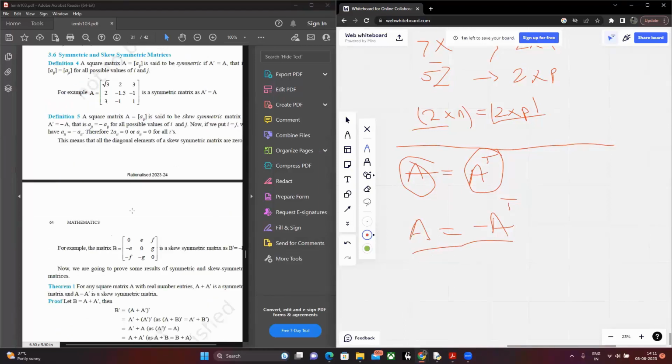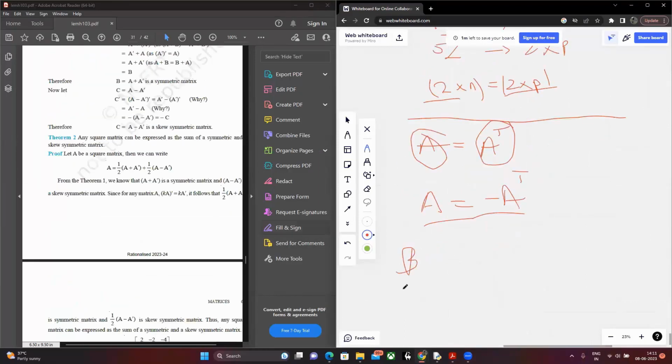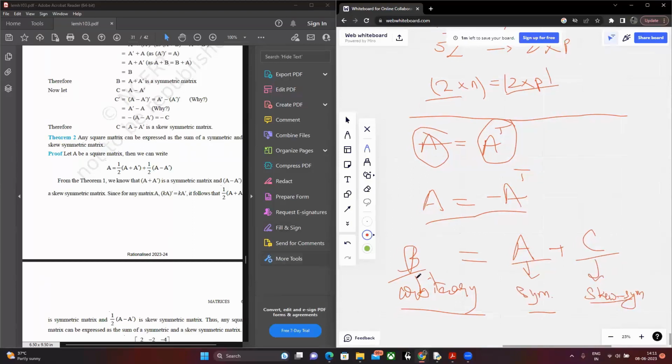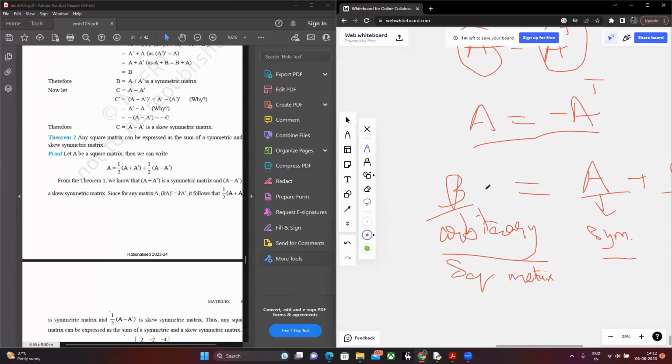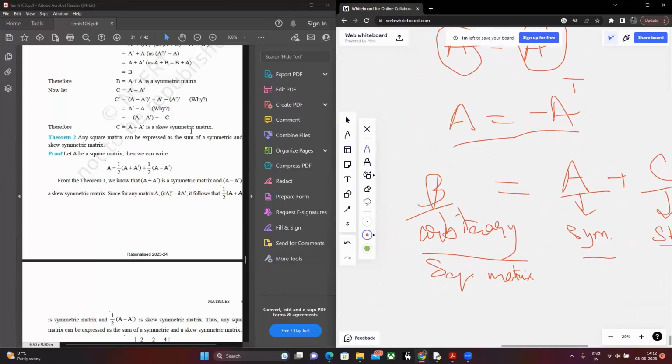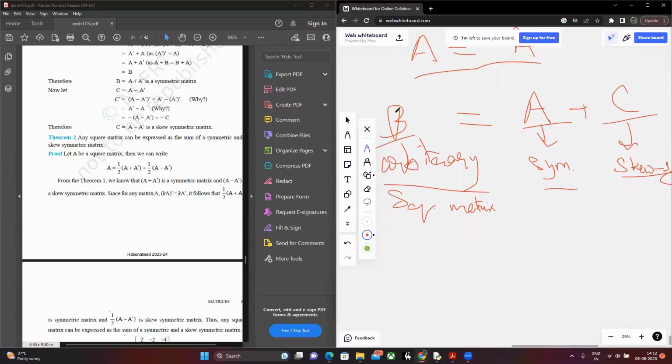Now, just remember that any arbitrary matrix can always be represented as a combination of some matrix and some other matrix, of which one is totally symmetric and the other is going to be skew symmetric. This is going to be an arbitrary square matrix. So this property says that any arbitrary square matrix can be expressed as a sum of a symmetric and a skew symmetric matrix. This becomes useful when you solve some very hard problems on matrices, right? Where if you use the symmetricity or the skew symmetricity property, then your life will become a lot easier.